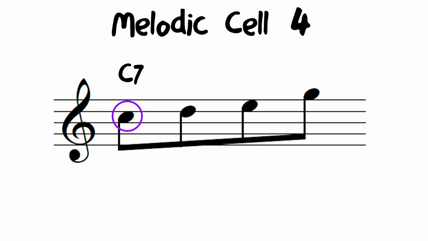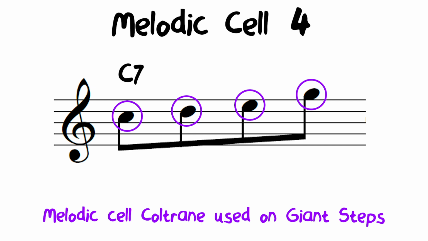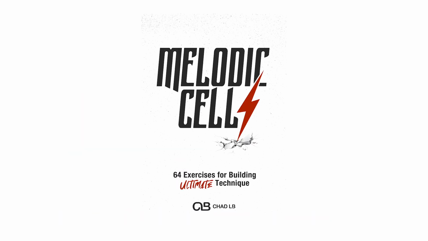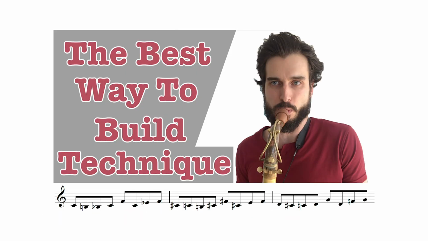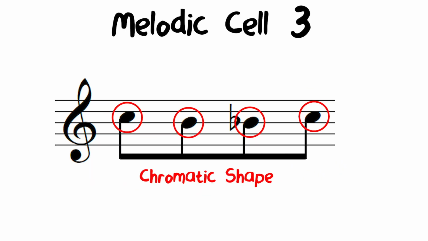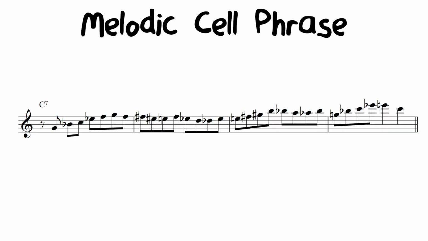Okay, now this last cell, and this is the one that I mentioned earlier, Trane used on Giant Steps. This last cell is really common. It's just a 1, 2, 3, 5 shape and a great cell to practice for building technique. Again, if you want more material on using melodic cells for technique, check out my video or PDF on melodic cell technique. But for now, let's just check out how we use these 4 different melodic cells to construct a full line.